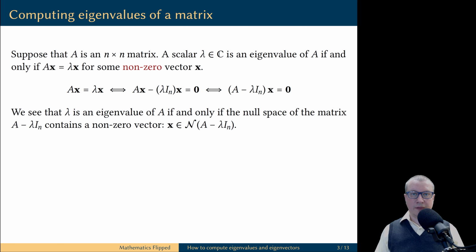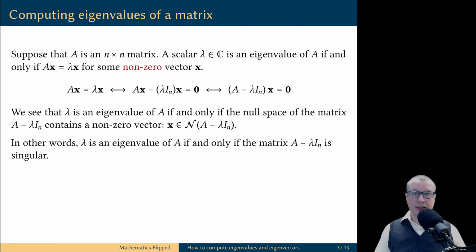But now we see that the equation Ax equals lambda x is equivalent to saying that the vector x belongs to the null space of the matrix A minus lambda I. Lambda is an eigenvalue of the matrix A if and only if this equation has a non-zero solution vector x. In other words, lambda is an eigenvalue of A if and only if the null space of the matrix A minus lambda I contains a non-zero vector.